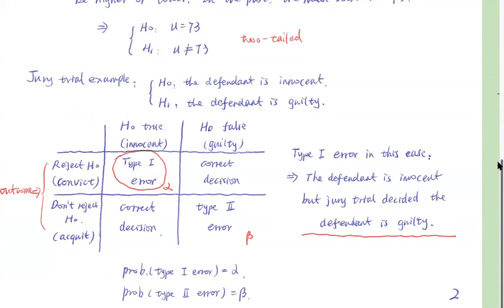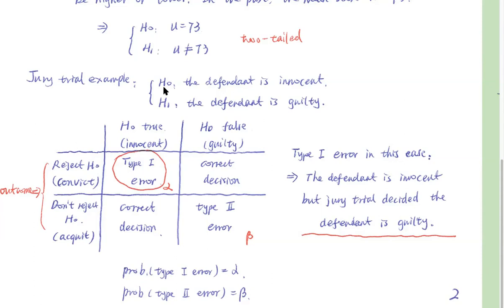Now, here's an example to help you understand. In statistics, if you are learning more, there are concepts called type 1 error and type 2 error. To give you some idea, this example is using the jury trial example.